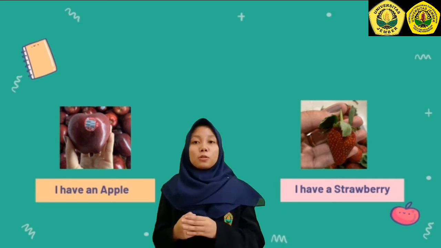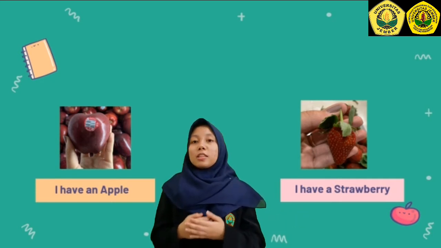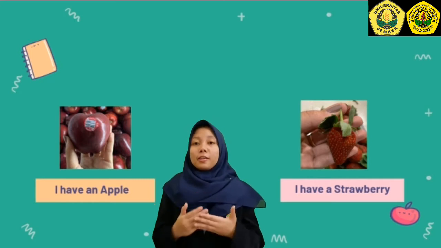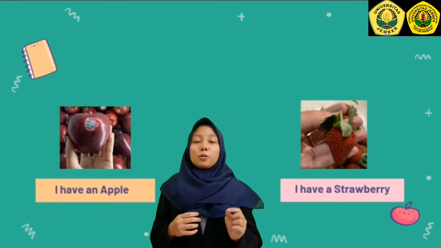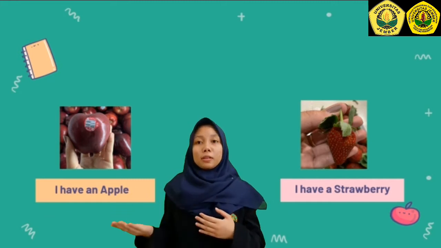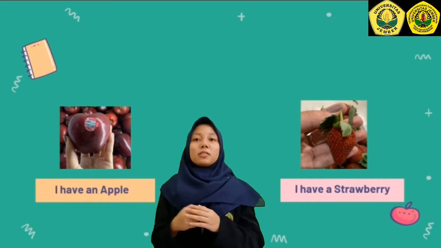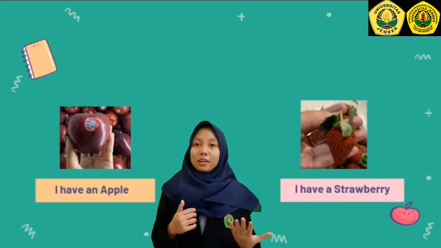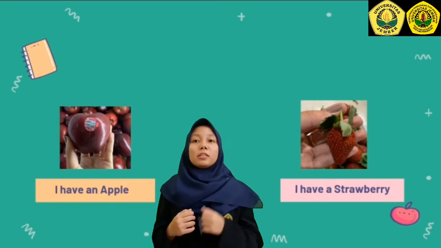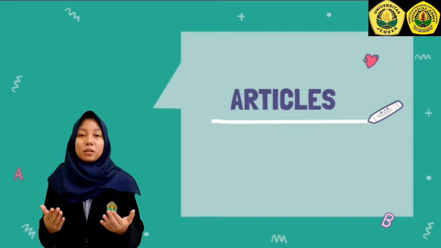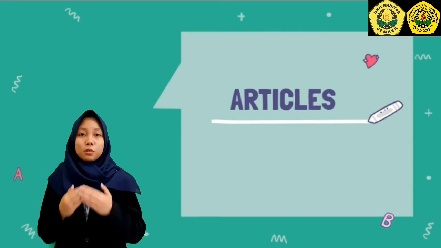So, from those two sentences, do you see the difference between them? Yeah, the difference is in the use of articles. When I said I have an apple, I use the article an. And when I said I have a strawberry, I use the article a. So, that's the materials we are going to learn for today.